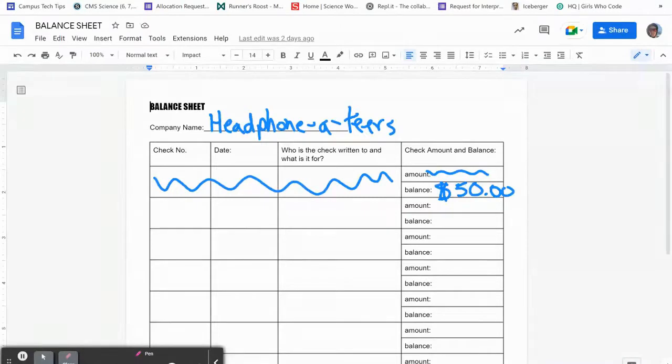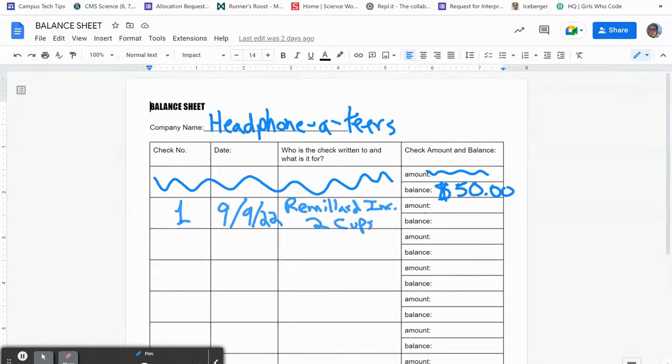So my next row, my check number, that's 1. The day's date, you don't need to write it out here, so it would just be 9-9-22. Who is the check written to and what is it for? Here you would write Remillard Inc. and then you would write 2 cups.